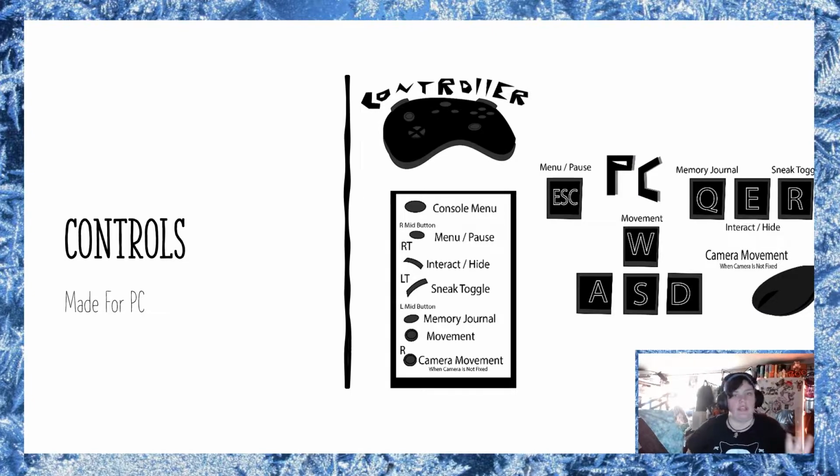As for controls, as I said, you can use keyboard and mouse or controller. On the controller, the basic controls are: the console menu is the menu pause, the right trigger to interact or hide, left trigger to sneak toggle. The memory journal is on where the menu usually is, on the left middle button. Then you've got the regular movement, and then the camera movement when it's not fixed. So that's for the controller.